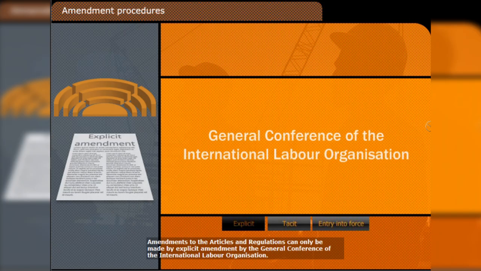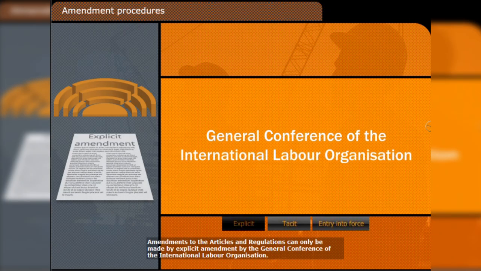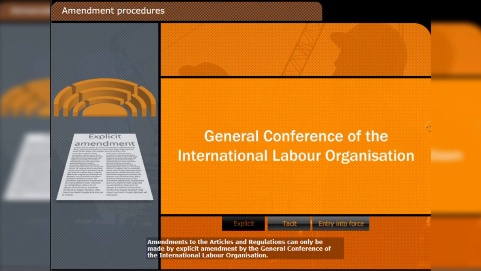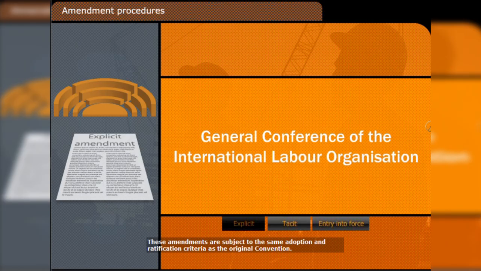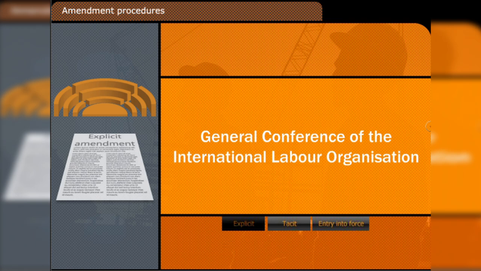Amendments to the articles and regulations can only be made by explicit amendment by the General Conference of the International Labour Organization. These amendments are subject to the same adoption and ratification criteria as the original convention. The code can be changed either by explicit amendment or by tacit amendment.